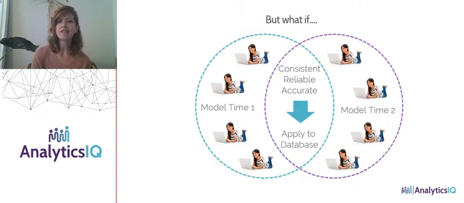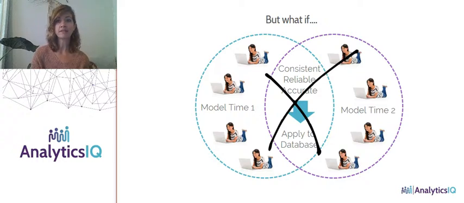But what happens if the 2 time points are inconsistent? When this happens, we go back. We review our process of assessment. We go back and we review our model construction and determine where improvements can be made.